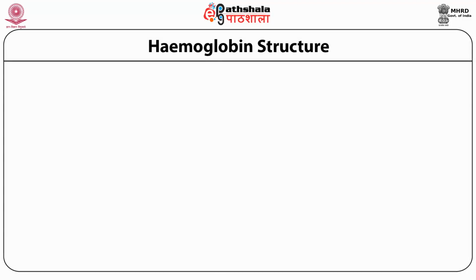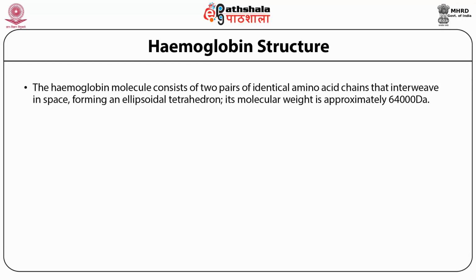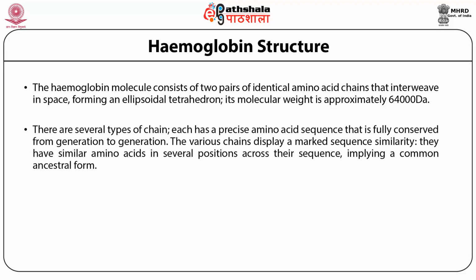Let's talk about the hemoglobin structure. The hemoglobin molecule consists of two pairs of identical amino acid chains that interweave in space, forming an ellipsoidal tetrahedron. Its molecular weight is approximately 64,000 Da. There are several types of chain. Each has a precise amino acid sequence that is fully conserved from generation to generation. The various chains display a marked sequence similarity.